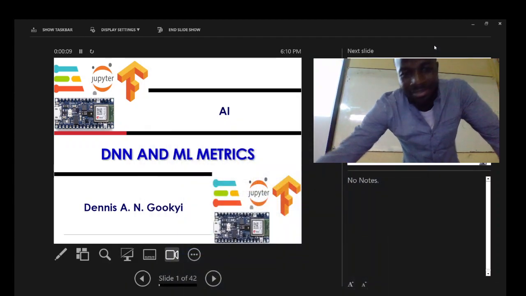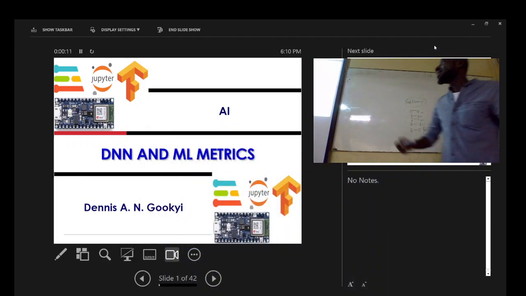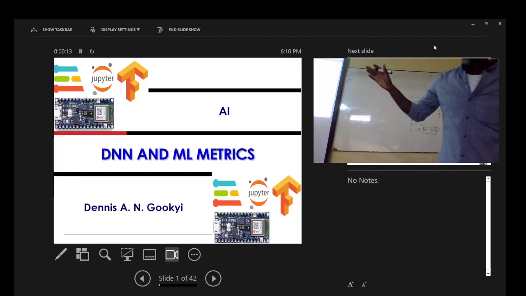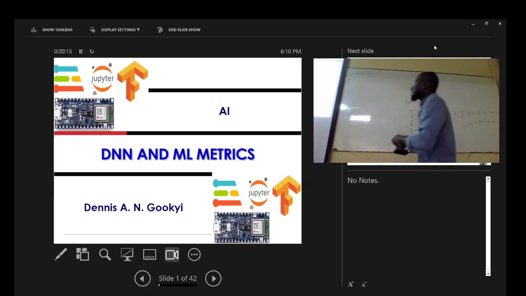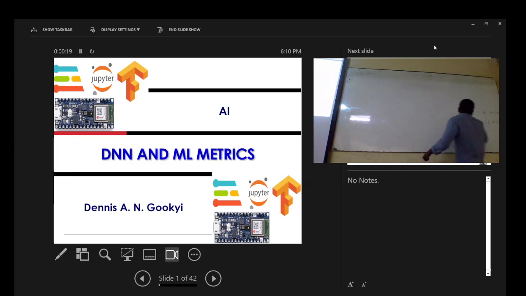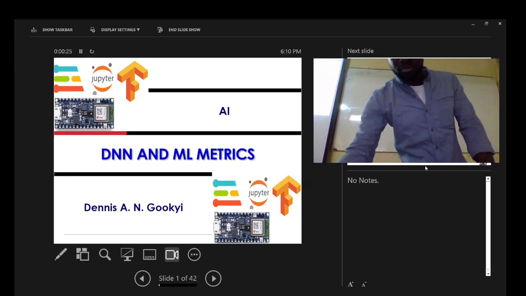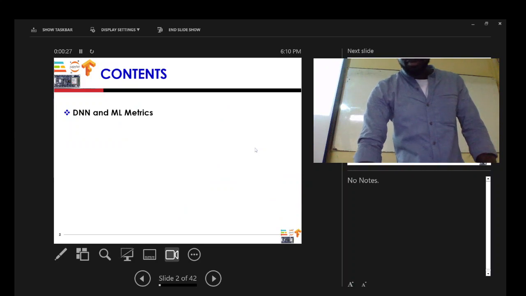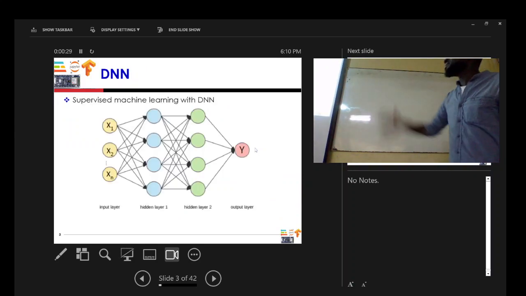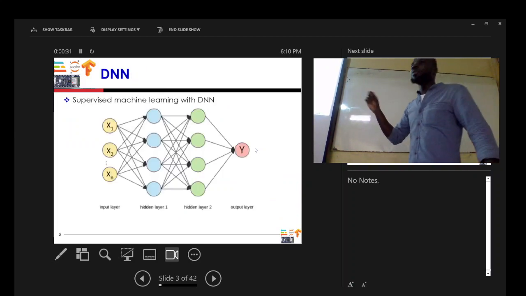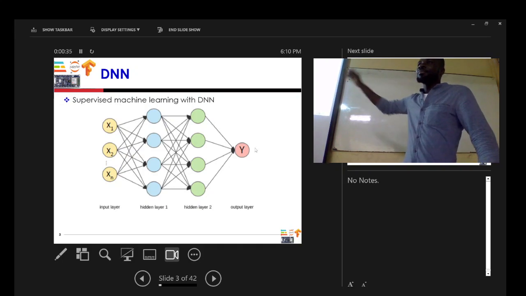So our next thing is we have looked at the dense neural network, right? Now we are going to look at some machine learning metrics we use to evaluate our models, right? Now I think this is what we have been doing so far. We have been looking at something like this, right? And this is what is known as the dense neural network.